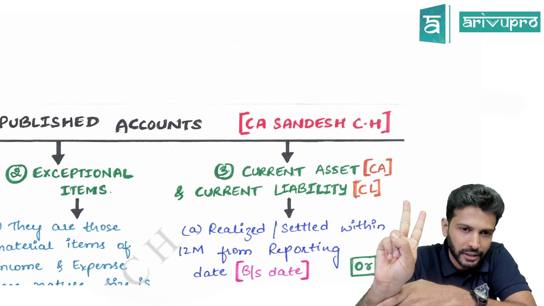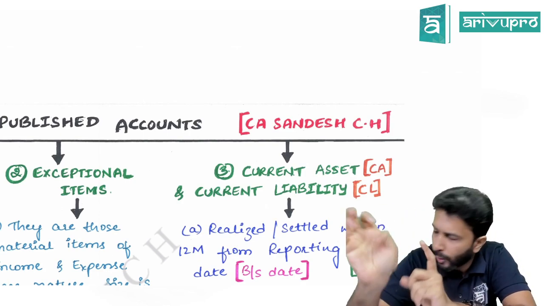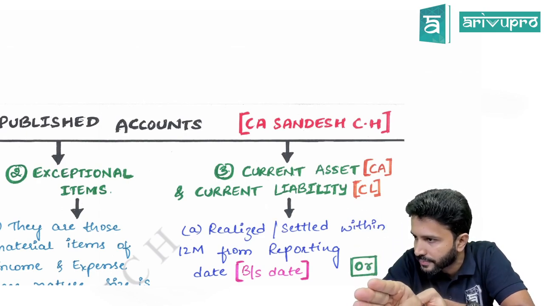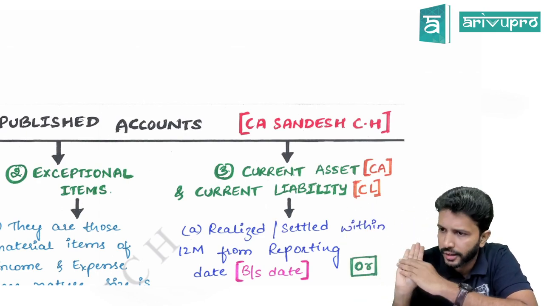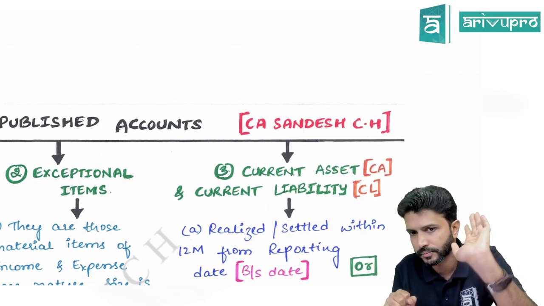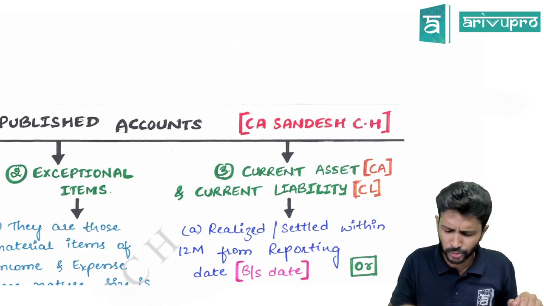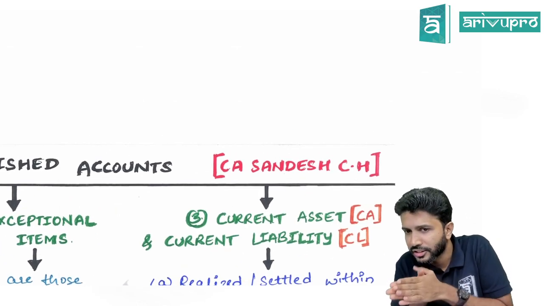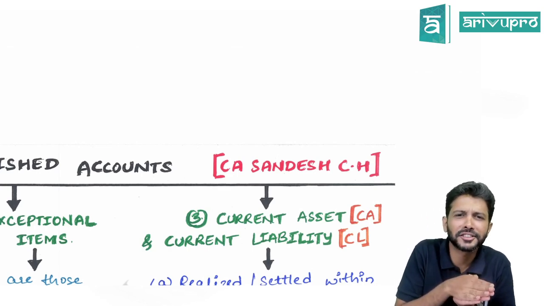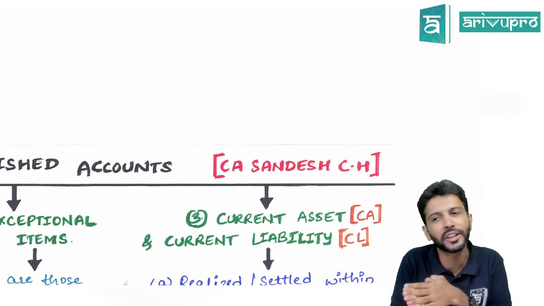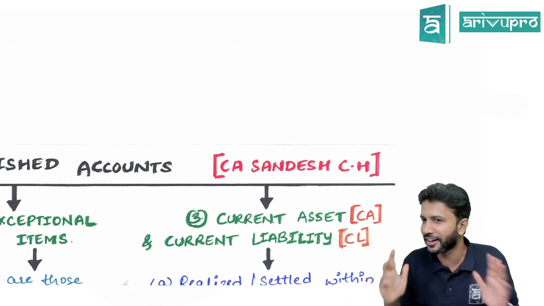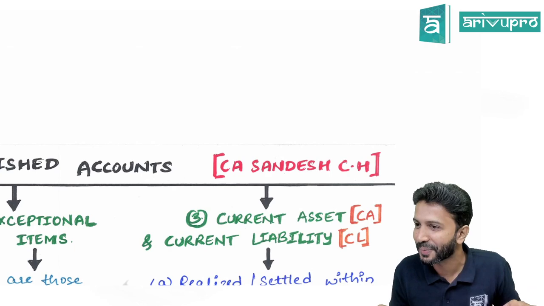If you want to call a component a current asset, you have to realize that you will get money from that current asset within 12 months. Your teachers must have told you: something which is less than 12 months is current, something which is more than 12 months is not. Heard, or does it not ring a bell?